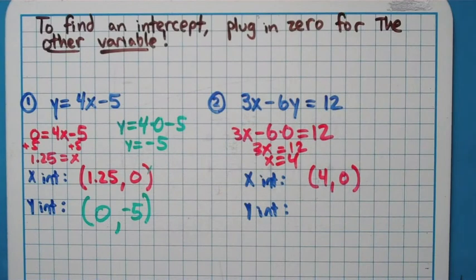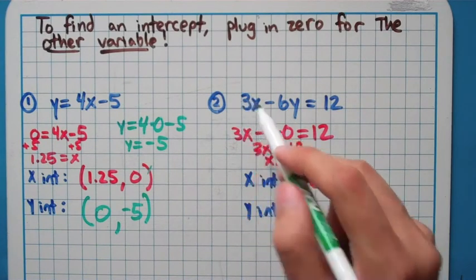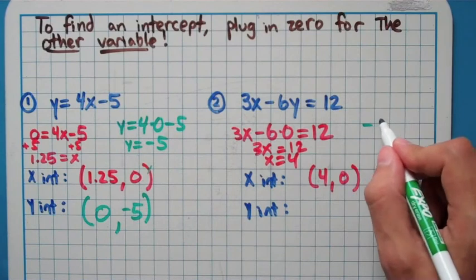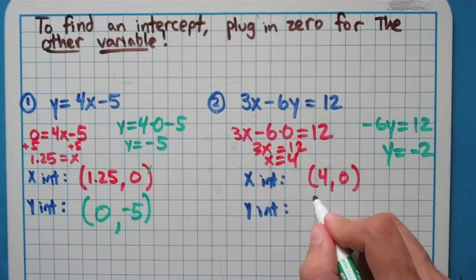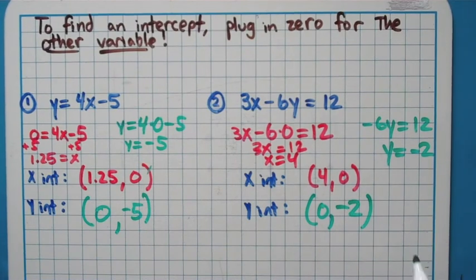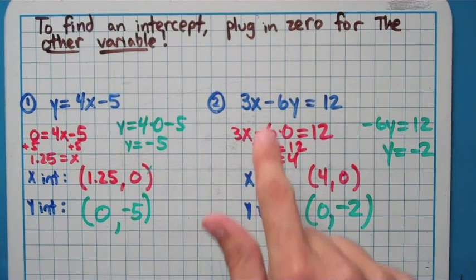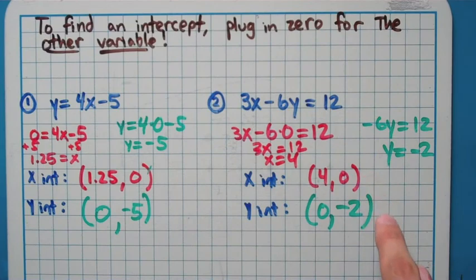And for my y-intercept, I'm going to plug in a 0 for x. When I do that, 3 times 0 just goes away. So I get negative 6y equals 12. I get y equals negative 2. So my y-intercept is 0, negative 2. If I were to graph this equation right here, this is where it would hit the x-axis, and this is where it would hit the y.